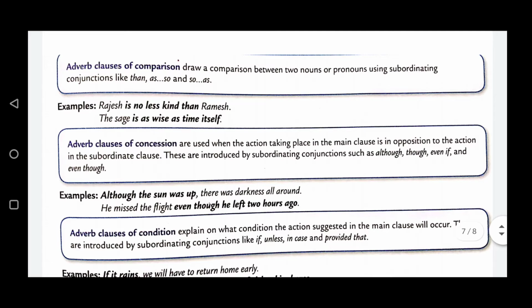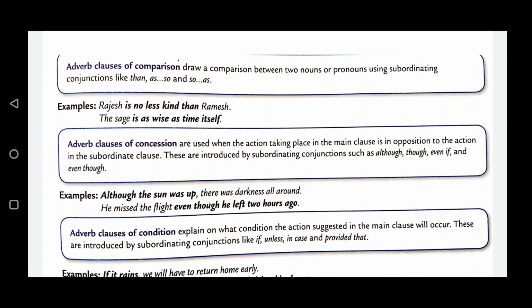Next is adverb clause of concession. Now concession, you can see in concession, when the two parts of the sentence are in opposition. That is, what the one part is saying and what the other part is showing is totally opposite in nature, and therefore we call it adverb clause of concession. So let's read. Adverb clauses of concession are used when the action taking place in the main clause is in opposition to the action in the subordinate clause.